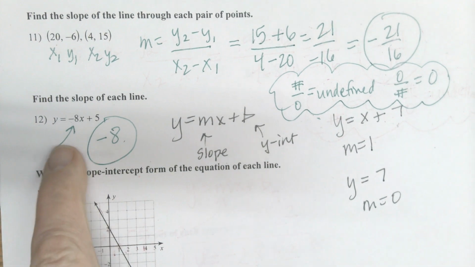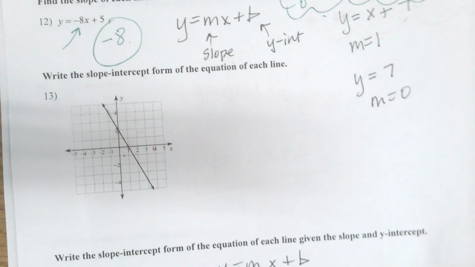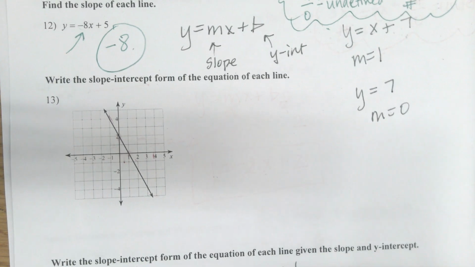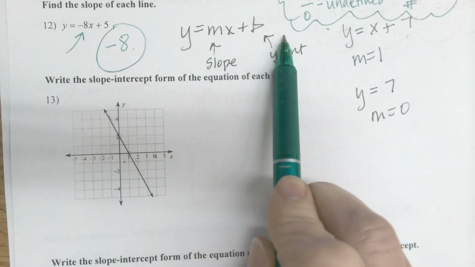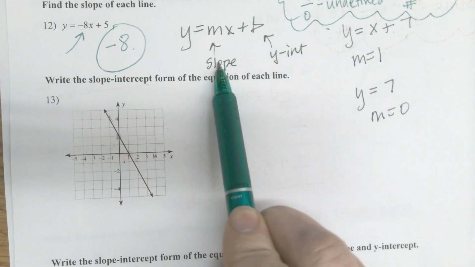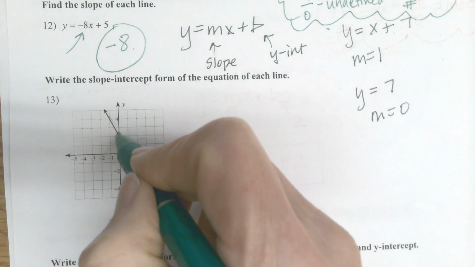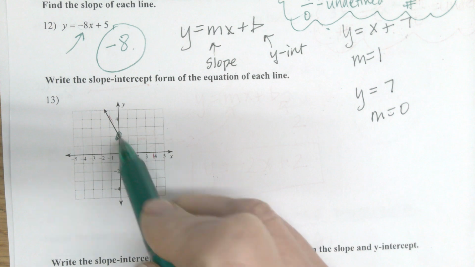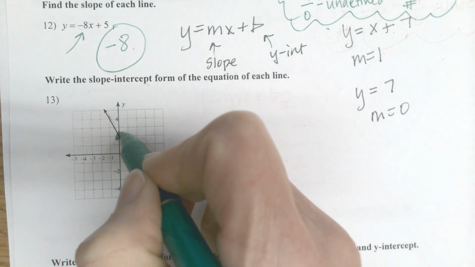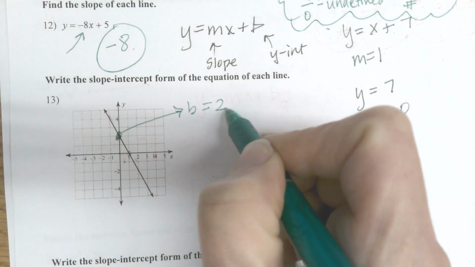Well, then we talked about, again, finding the slope. Well, if I'm going to write the slope-intercept form of an equation, which is this form, y equals mx plus b, I need a y-intercept and a slope. What I usually do is find the y-intercept first. It's where it crosses the y-axis. So here, my b equals 2.